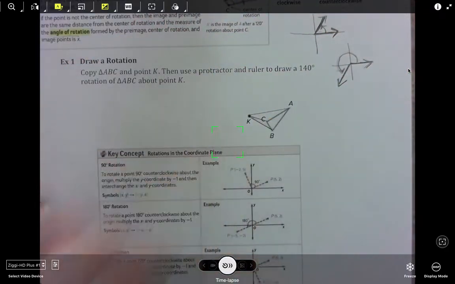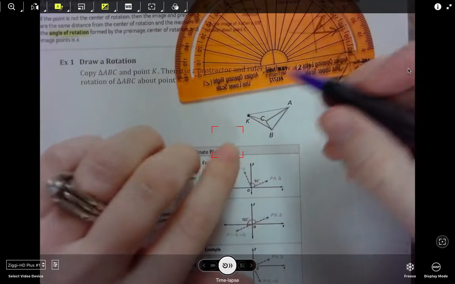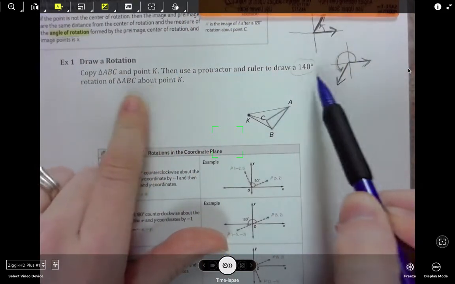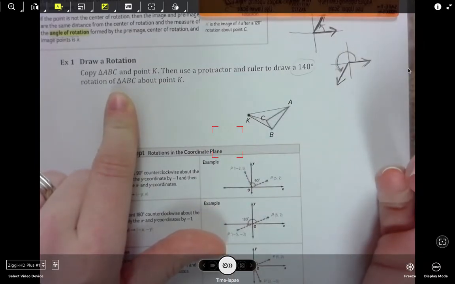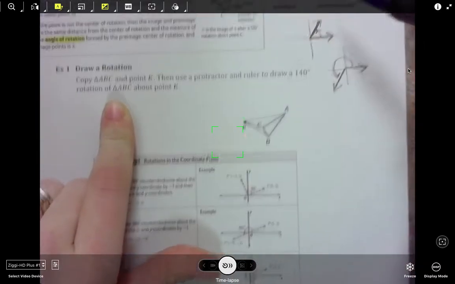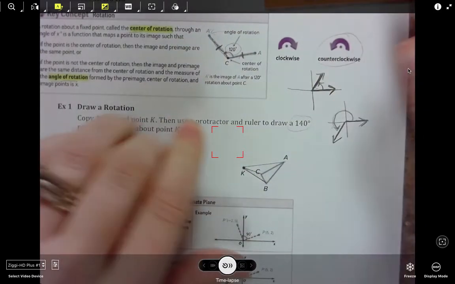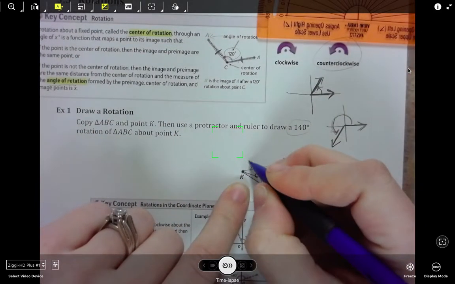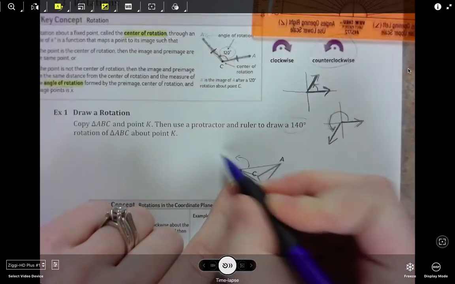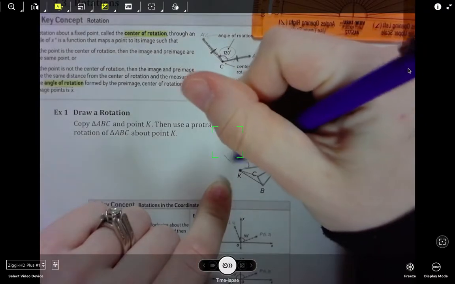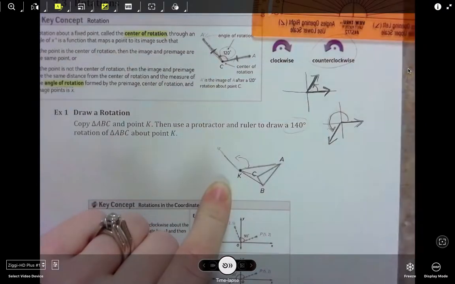All right, so I've connected each one of the A, B, and C points to point K, and they want us to draw a 140-degree rotation. Now, they don't tell us clockwise or counterclockwise, but I said if they don't tell us, you always go counterclockwise because he rotates this direction. So I want to do a 140-degree counterclockwise rotation. So if this is one side of my angle here, I want to do another one that's 140 degrees, so A is going to end up somewhere over here.